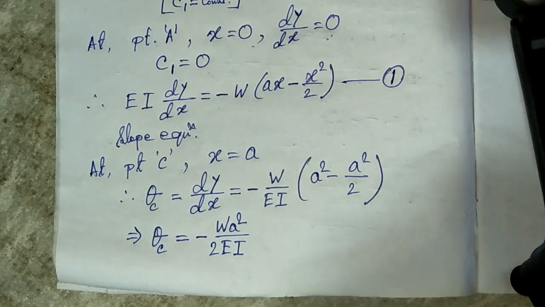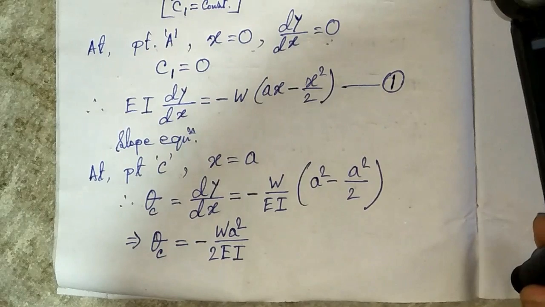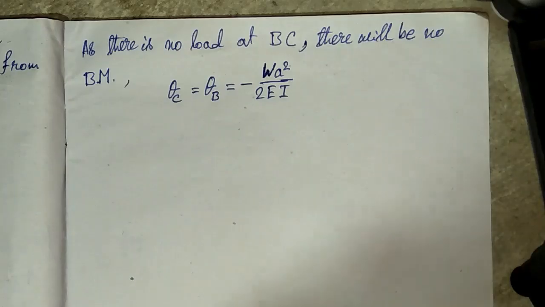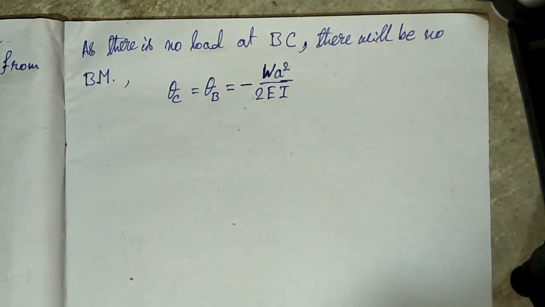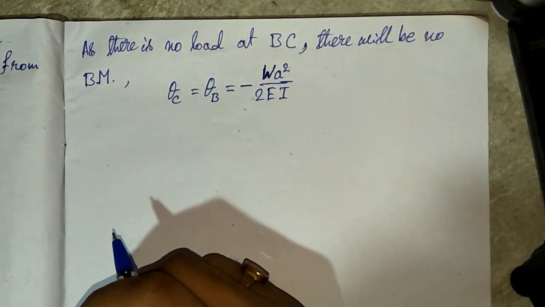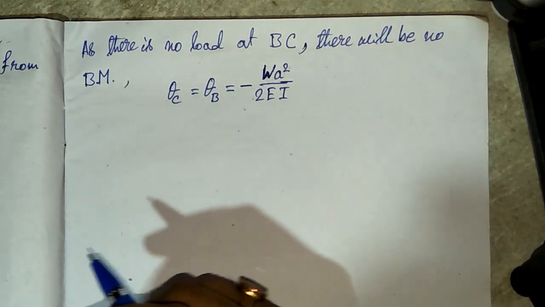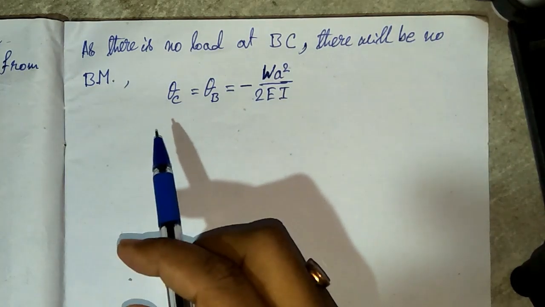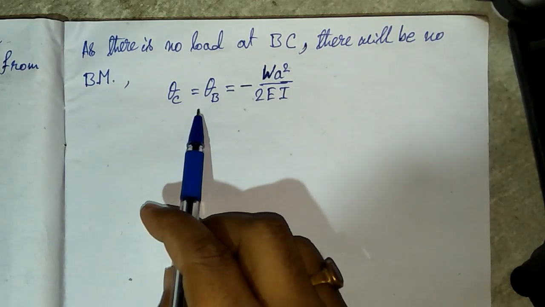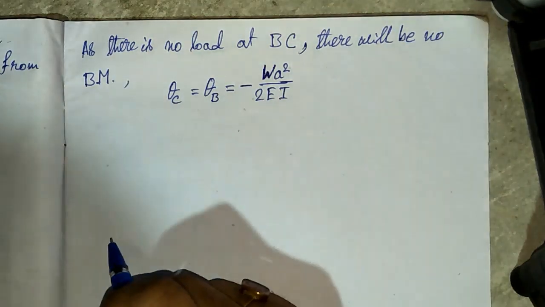So this is the slope expression at point C, that is theta c. As there is no load at section BC, that means there will be no bending moment. So we can write the slope at point C is equal to the slope at point B, that means theta c equals theta b, which is equal to W A square by EI.